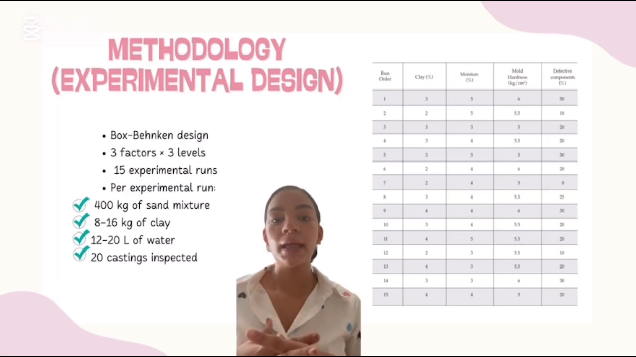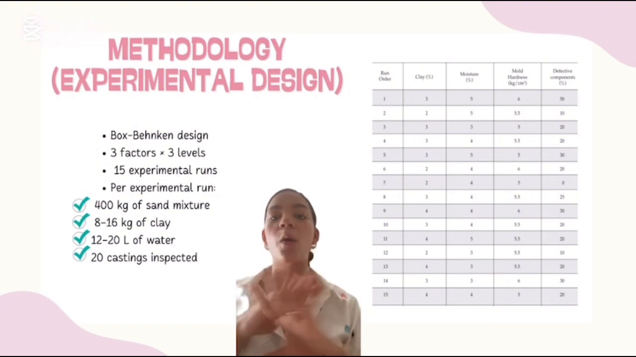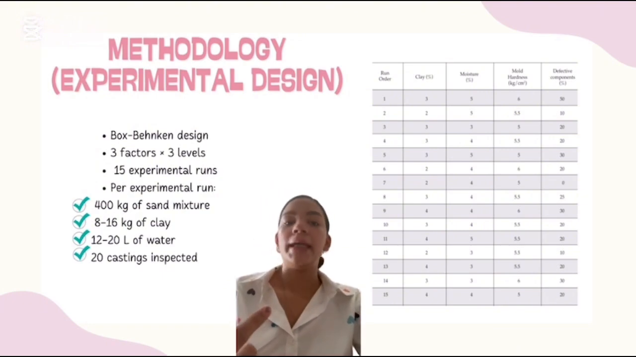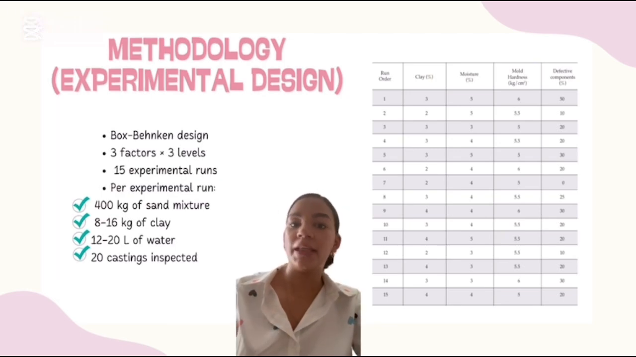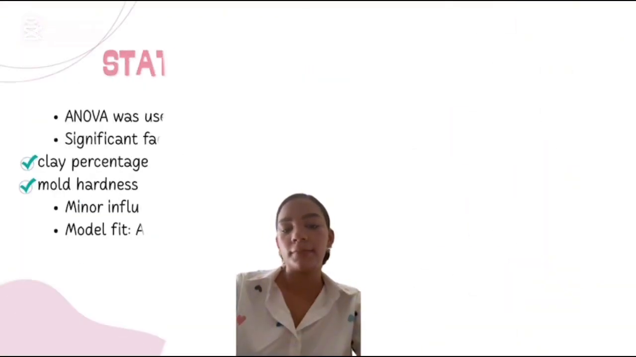This design is a response surface methodology that allows the study of quadratic relationships between variables while requiring fewer experiments than a full factorial design.